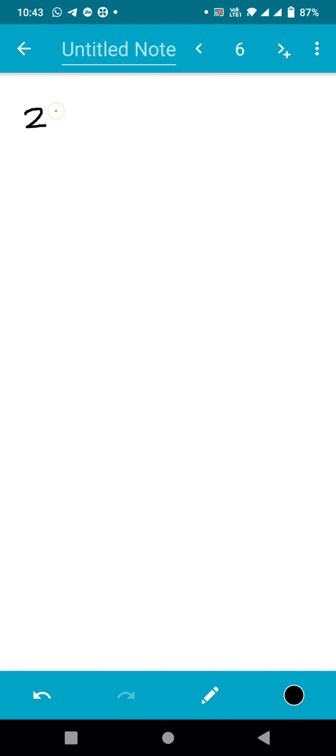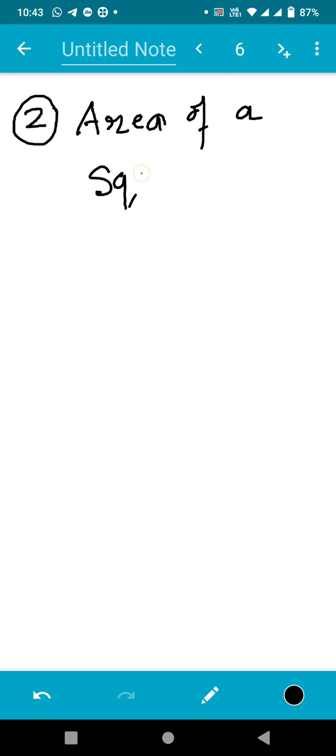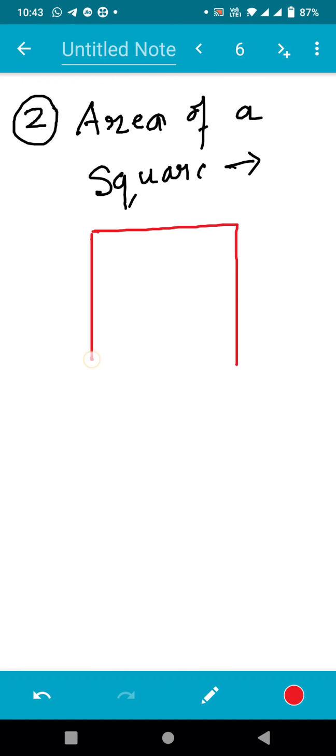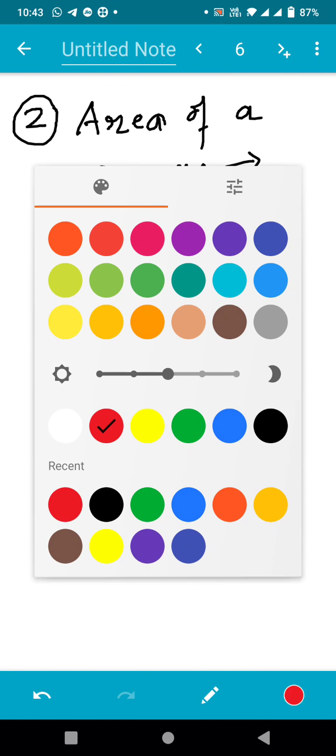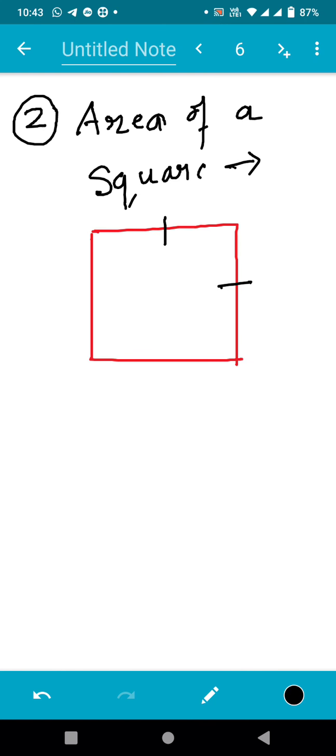Now in question number 2, what we have to do? We have to find the area of a square. Area of a square. It's also very easy. Now let me draw one square for you. This is a square, and we know that in square all the sides are equal, isn't it? All the sides are equal, and that is the reason length and breadth are also equal, because what is the area of any figure? It is length into breadth. Always remember, area of any figure is length into breadth.